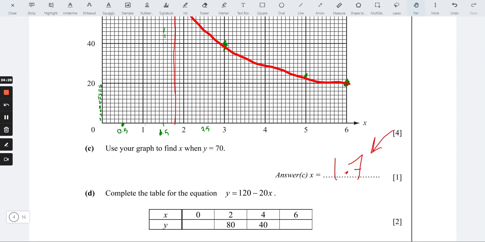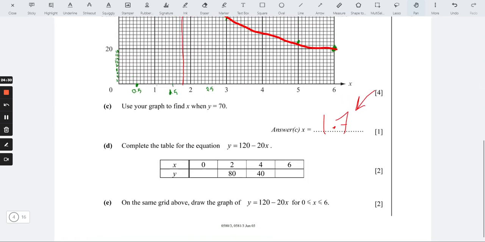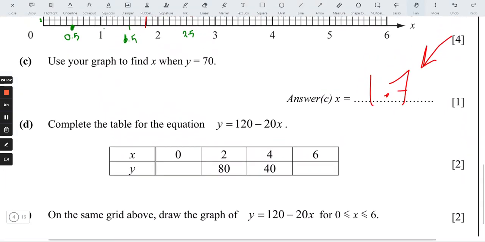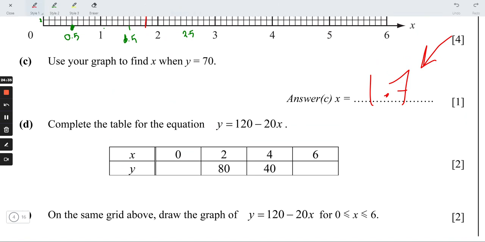Now here, question D: complete the table for the equation 120 minus 20x. If x is 0, it is 120. If x is 2, 20 times 2 is 40, 120 minus 40 is 80. For x is 4, 20 times 4 is 80, 120 minus 80 is 40. Now for 6, we have 120 minus 120, so it's 0.